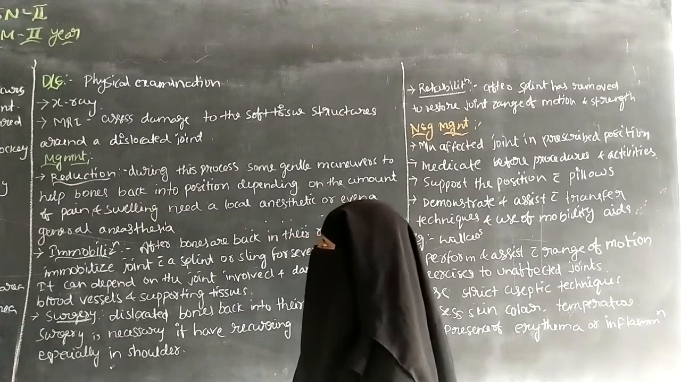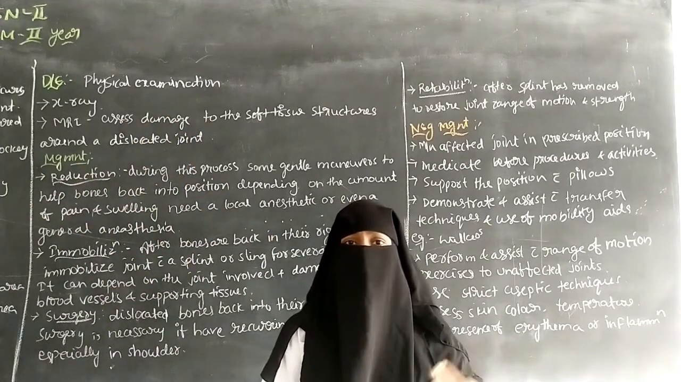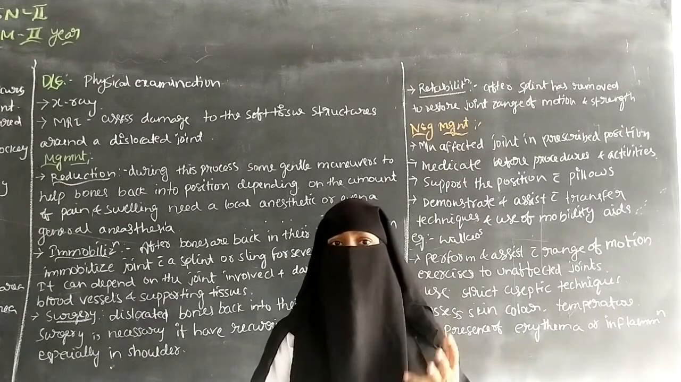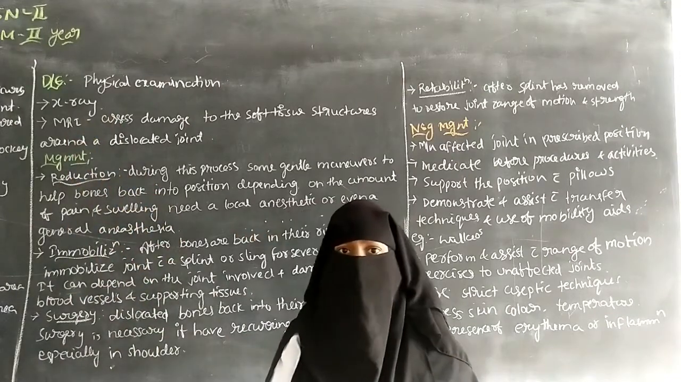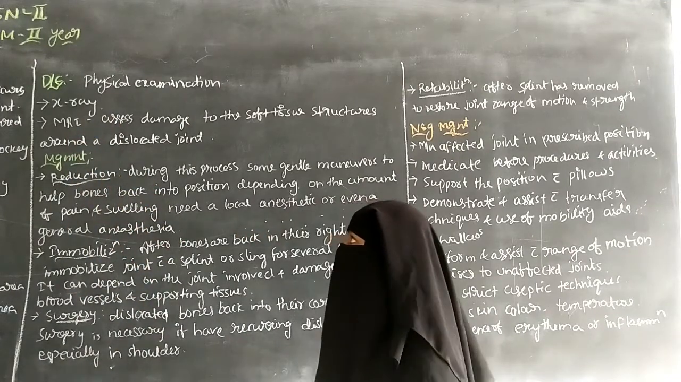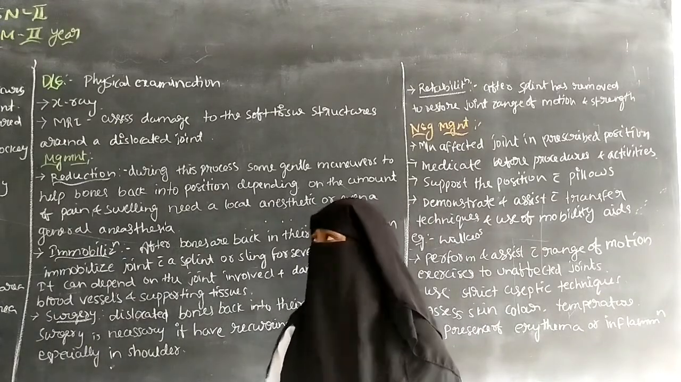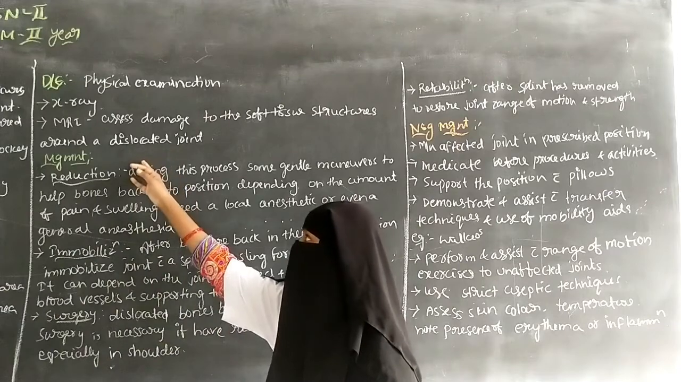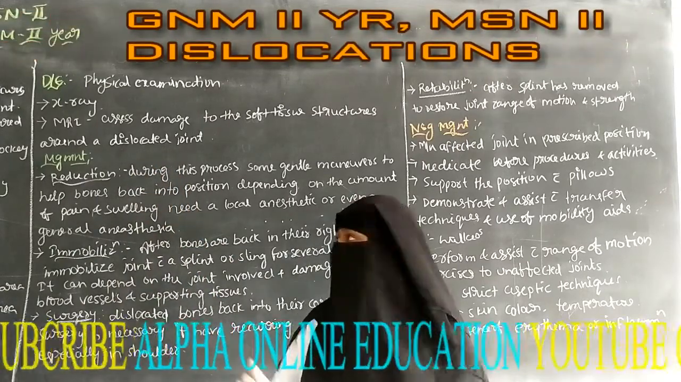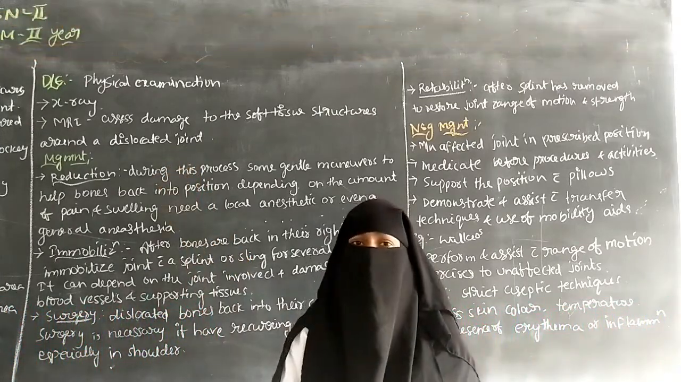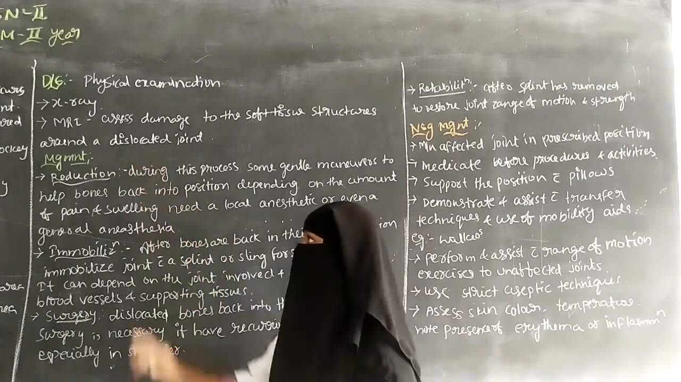So the diagnostic evaluation includes the physical examination and X-ray to diagnose where the dislocation is present. And next is the MRI scan, magnetic resonance imaging. It can assess the damage to the soft tissue structures around a dislocated joint. Whether the structures are damaged or not, we can identify by the MRI scan.